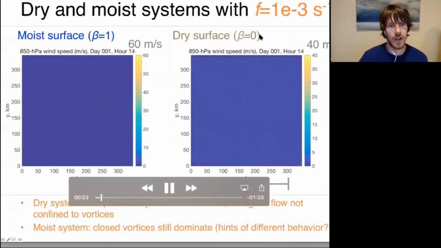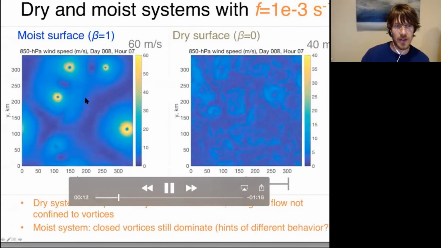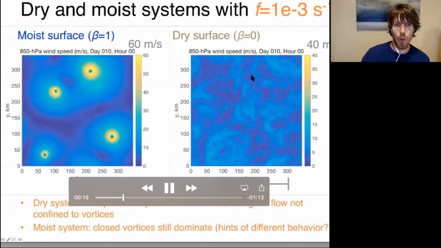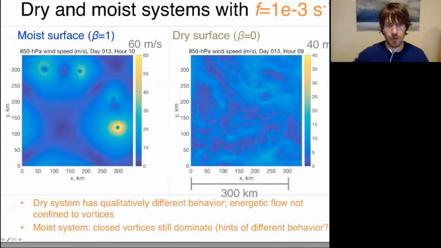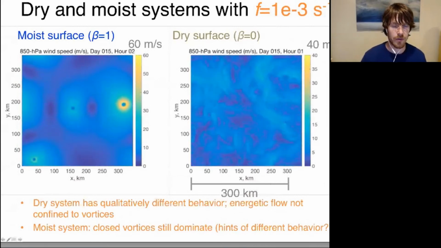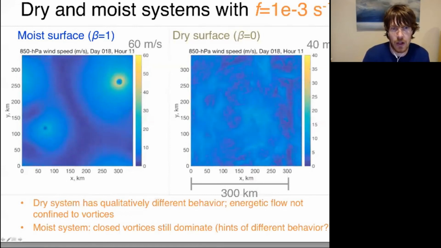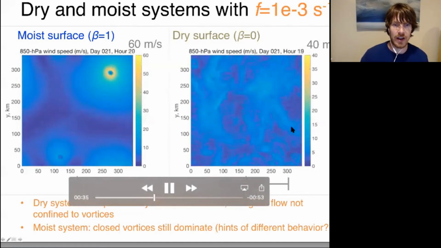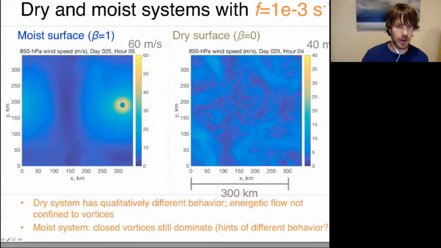So this is now a moist surface on the left and a dry surface on the right at a very rapid rotation rate of 10⁻³ inverse seconds. Now storms form in the moist system faster, but something qualitatively different happens for the dry case. You don't end up with a world that's full of closed off vortices. Instead, you see a field of swirling turbulence that looks, to my eye, a lot like what you expect geostrophic turbulence to look like. There's energy injected at small scales from convection, which winds up as swirling circulations at much larger scales.